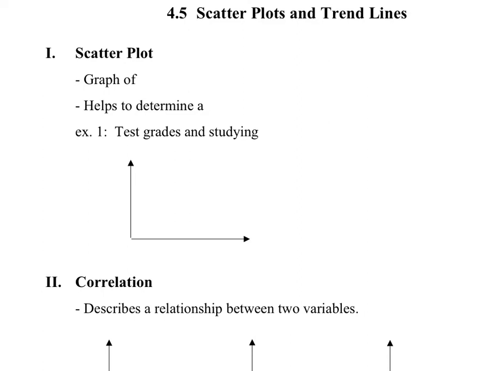So the graphs we've been doing have often been where you find points and draw a line through them, yes? The difference now is that our graphs are going to be made up of just points. That's what a scatter plot is. It's a graph with a bunch of dots on it.